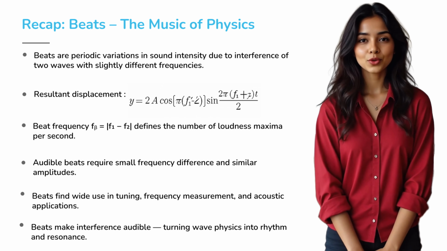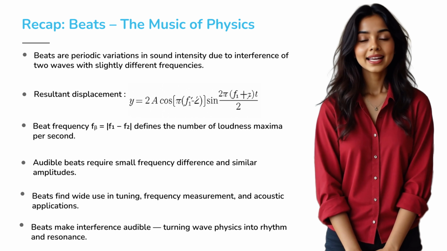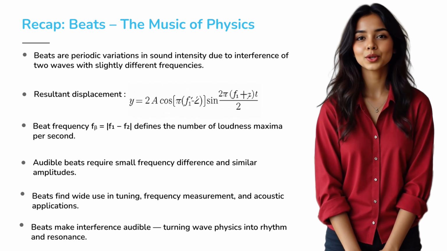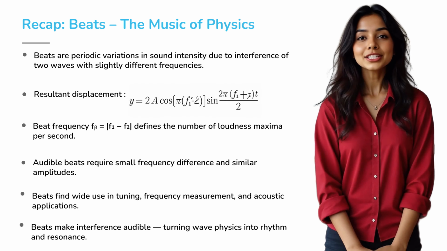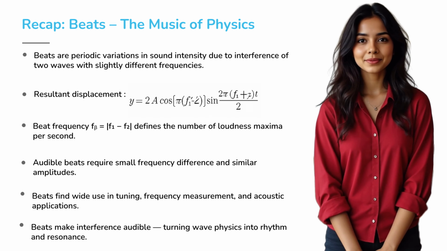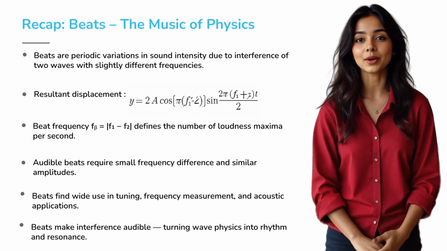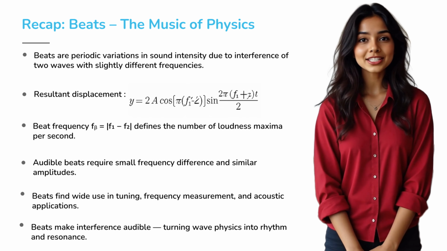Let's wrap up this melodious concept. Beats happen when two waves of nearly equal frequencies interfere. Their superposition creates alternating constructive and destructive interference, loud, then soft, then loud again. The formula we derived, f sub b equals the absolute value of f1 minus f2, tells us how many such cycles occur per second. To hear beats clearly, frequencies must be close, amplitudes similar, and coherence maintained.